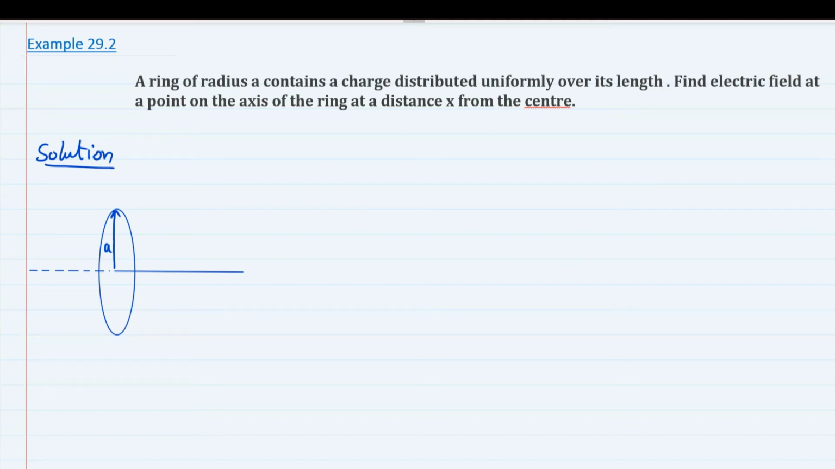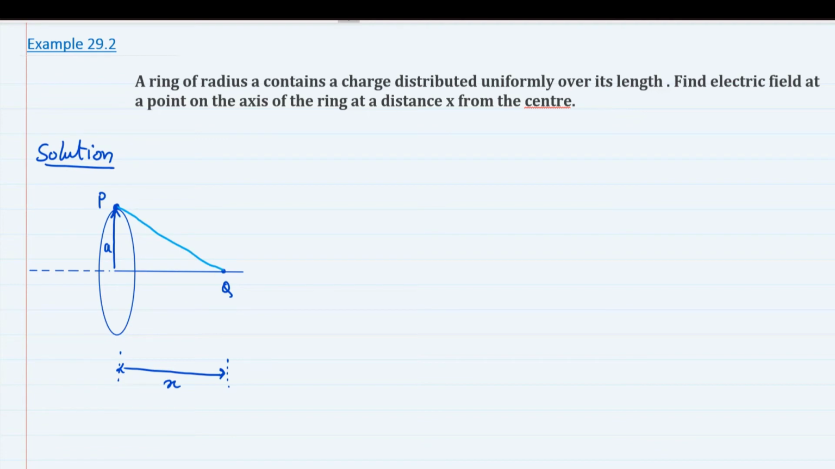Let's suppose I'm assuming this point to be some point P, and this point is, let's suppose, some point Q on the axis. So this is Q. Now given that the distance of Q from the center of the ring is x, and we have to find the electric field for this one. If I join PQ, it will be like this.